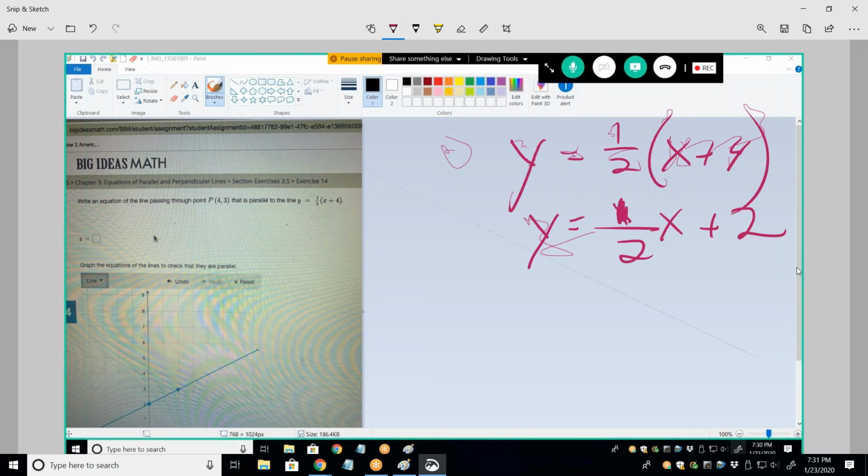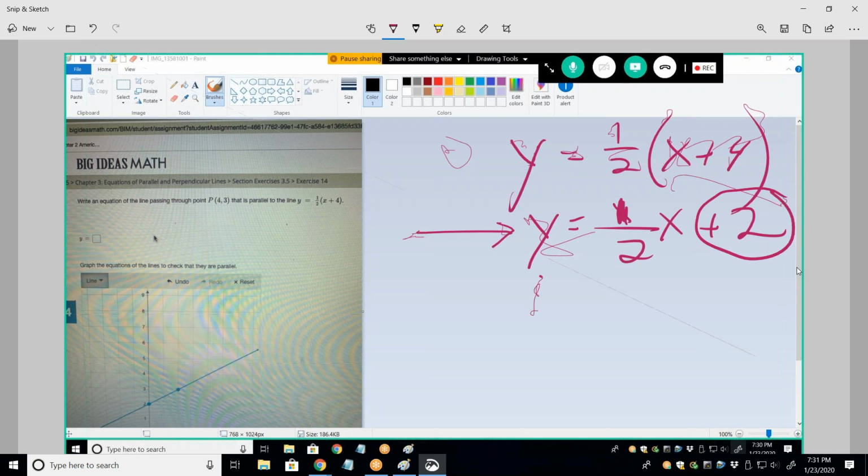So, that is of the format y equals mx plus b. So what's the slope of that line? It would be 1/2. What's the y-intercept? The 2, not 4. In other words, we need to get it into the format y equals mx plus b. Now we know the slope is 1/2 and the y-intercept is 2. The y-intercept is that number right there.